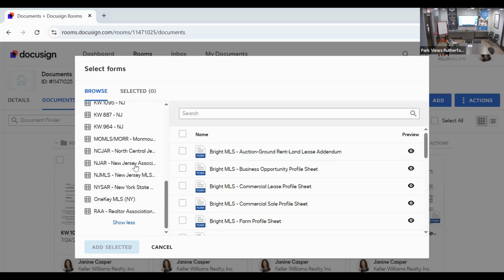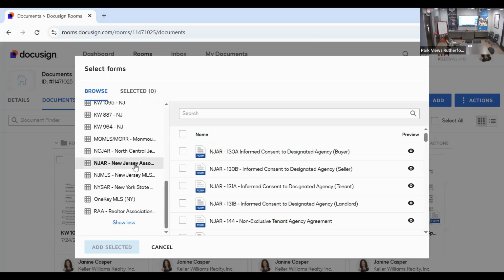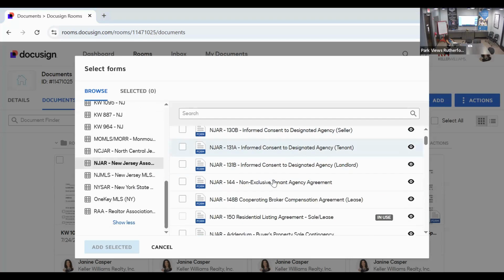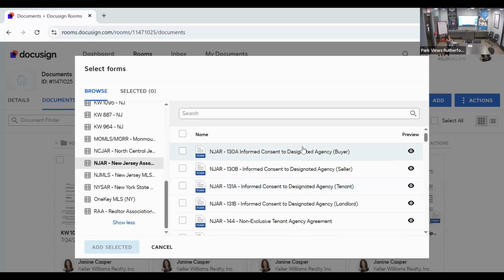Okay, so I'm gonna click on New Jersey Association, the NJAR folder. In here are all our state documents. There's different dual agency forms for buyer, seller, landlord, tenant. I really wish they would have just made a buyer tenant one and a landlord seller one. Why we have four, I have no idea.